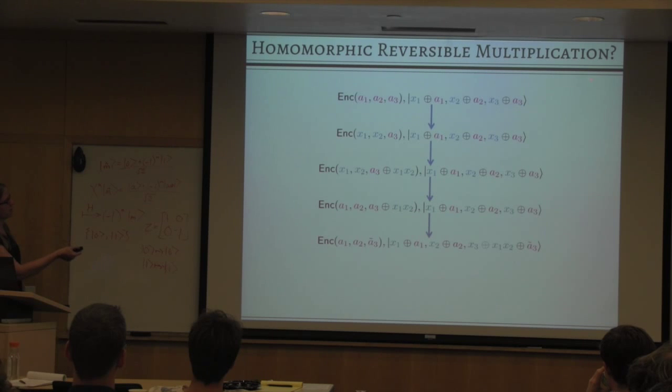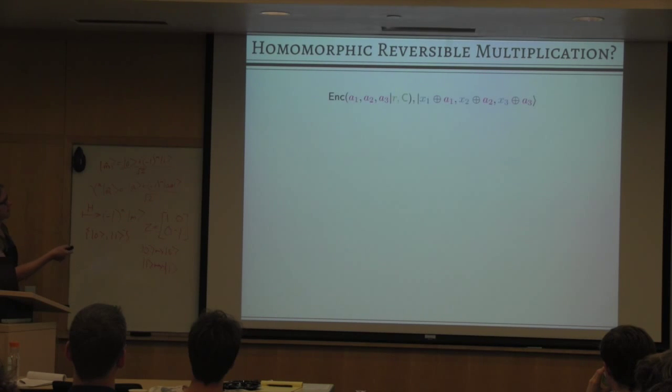So really, what we start with in the beginning is some encryption of A1, A2, and A3, which depends on some initial randomness R. And it also depends on C, which is the classical circuit which has been applied so far to these. So this is now a proper description of this classical state.